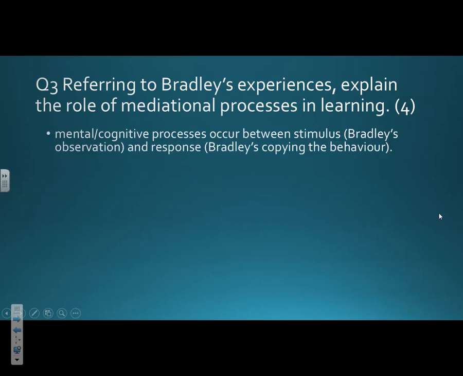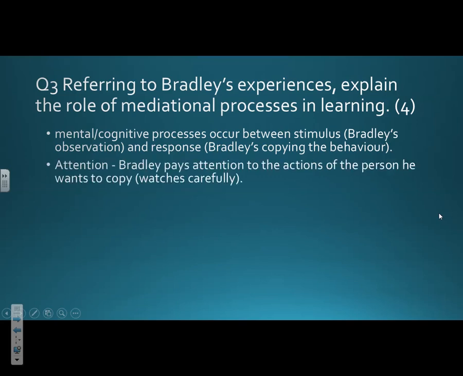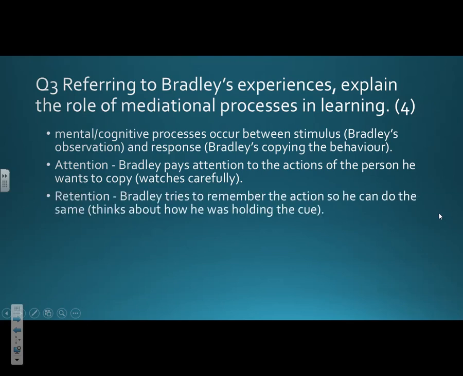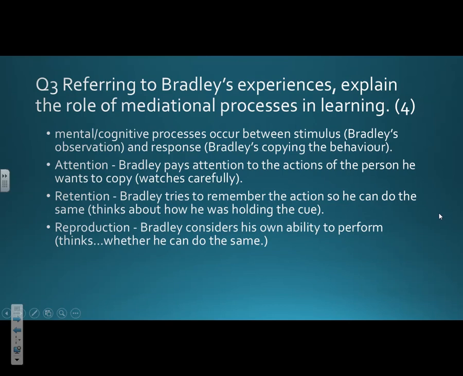So first of all, you would get a mark for explaining the role of mediational process more generically. So a mental or cognitive process occurring between the stimulus, Bradley's observation, and response, Bradley copying the behaviour. Attention. Bradley wants to pay attention to the actions of the person he wants to copy, so he watches carefully. Make sure you've contextualised. If you haven't contextualised, you don't get any marks. So Bradley paid attention to the actions of the person by watching them carefully. Bradley tries to remember the actions so he can do the same. So he thinks about how he was holding the cue. He uses memory. He retains it.